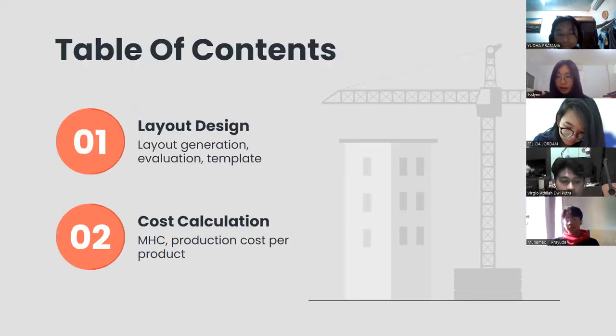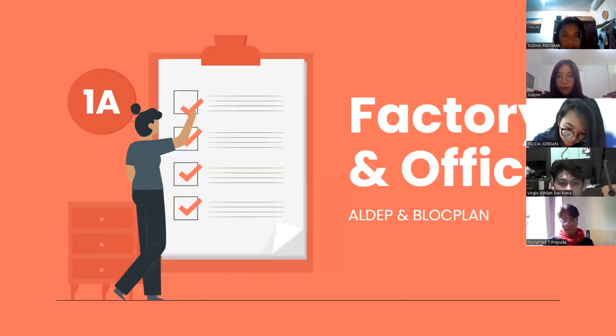Before I begin, I'll explain the content of this presentation, which mainly consists of two sections, namely layout design procedures and also cost calculation. The first section here is also divided into two, and we'll talk about the factory and office first, which is done using LDAP and block plan.